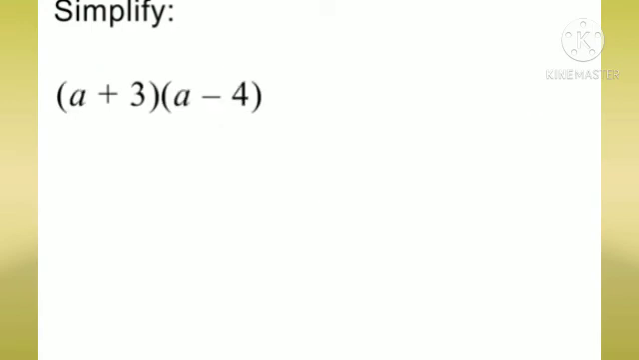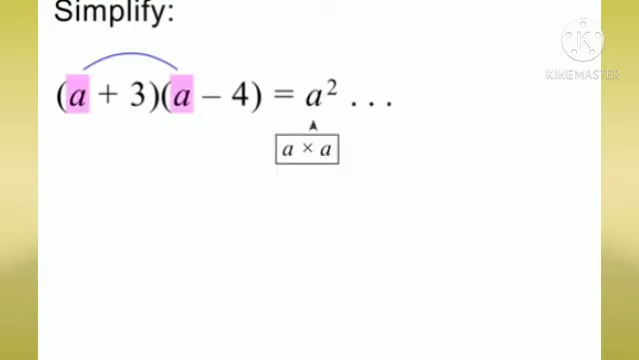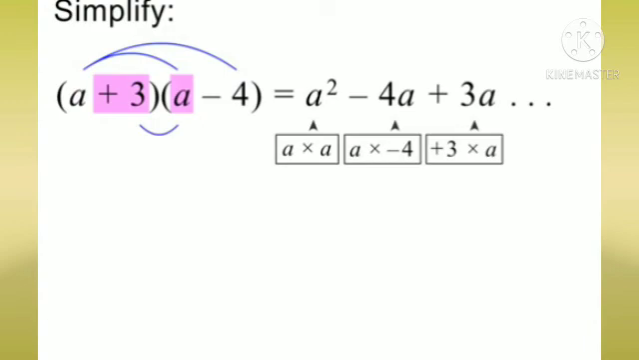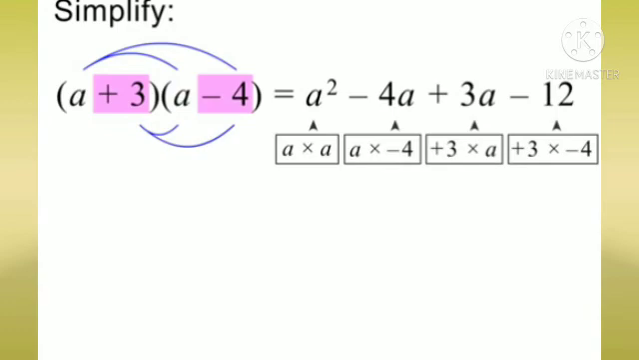Here is the next example. Let's again use FOIL to help us. We begin with the first terms. A times a equals a squared. Then the outer terms. A times minus 4 equals minus 4a. Then the inner terms. Plus 3 times a equals plus 3a. Then the last terms. Plus 3 times minus 4 equals minus 12.